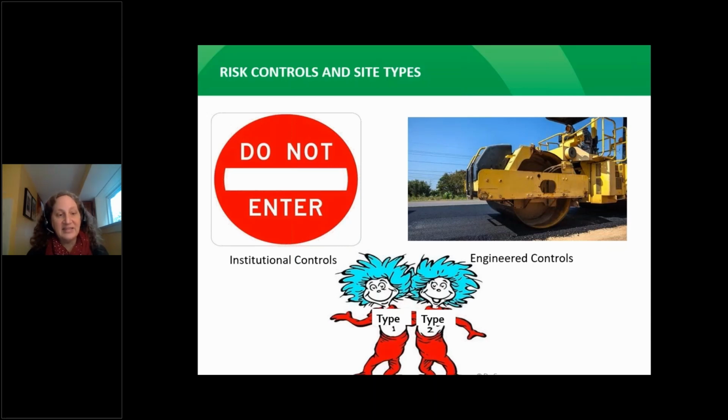Contaminated sites may be classified as type 1 or type 2, based on the type of risk control needed to meet the Contaminated Sites Regulation risk-based standards. Type 1 sites generally do not require a PVP unless specified by the director. Type 2 sites that need institutional or engineering controls to manage risks require a PVP. Next slide, please.